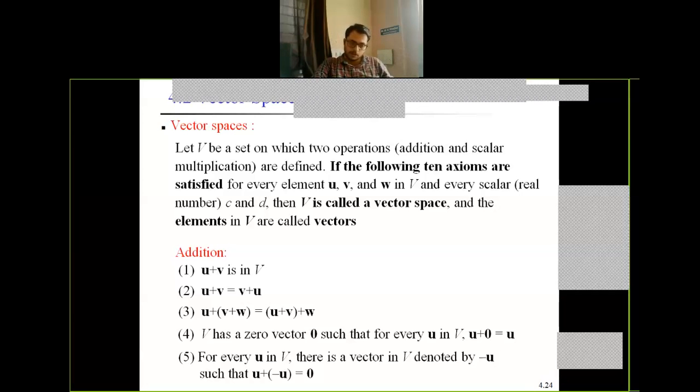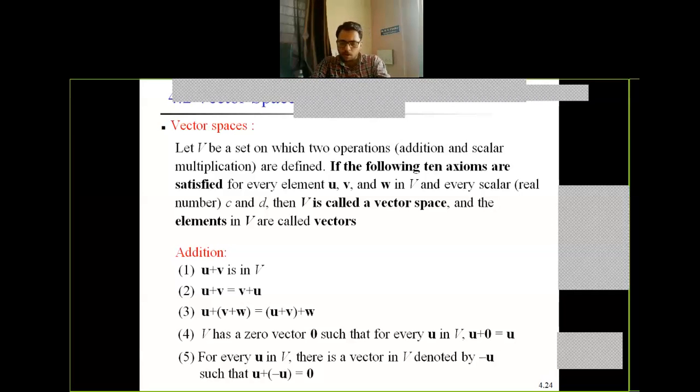Okay, so the fourth is that V has a zero vector. I have told you a number of times that the zero vector will be represented by bold 0. So V has a zero vector 0 such that for every u in V, u plus 0 is equal to u. From my point of view, this is the second most important axiom that we have to always check to say whether the given space is a vector space or not.